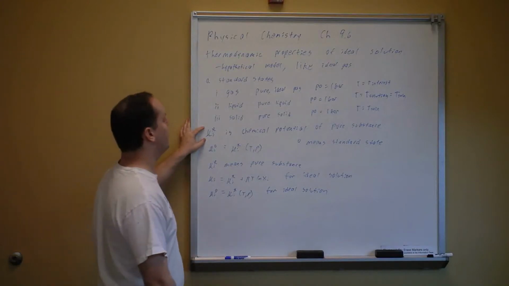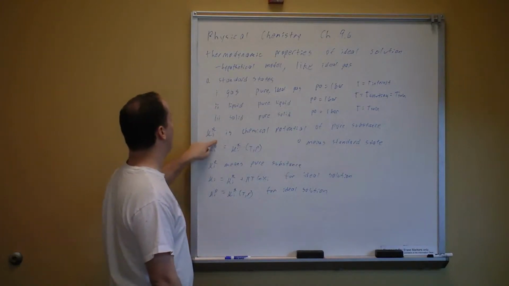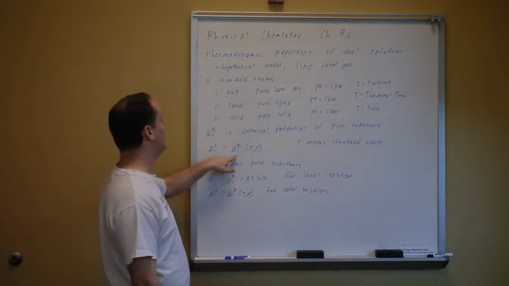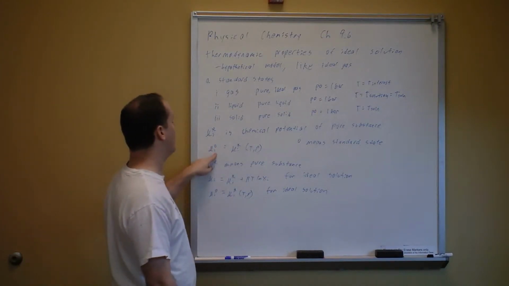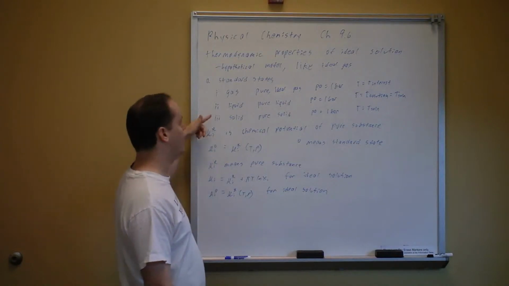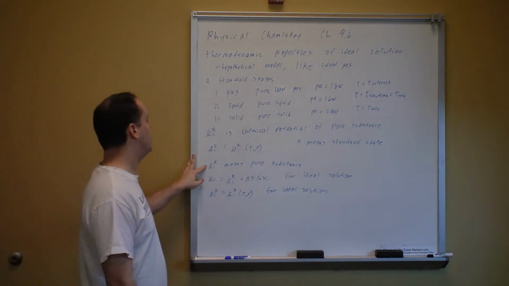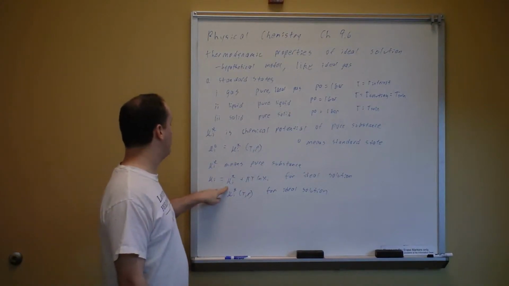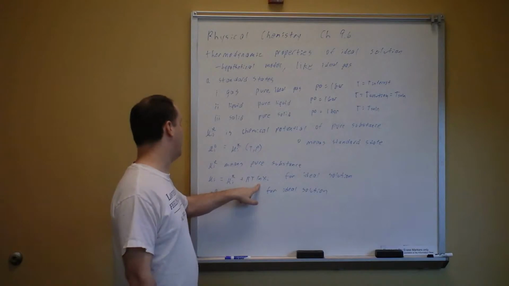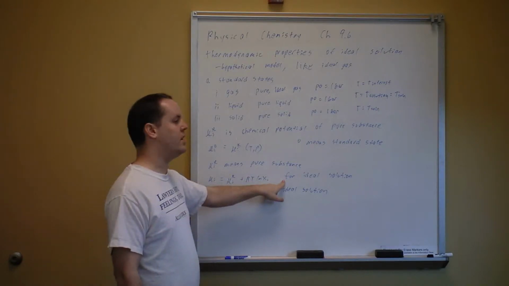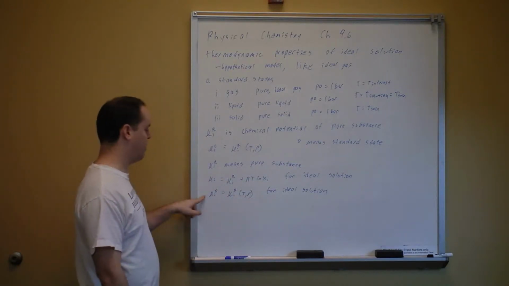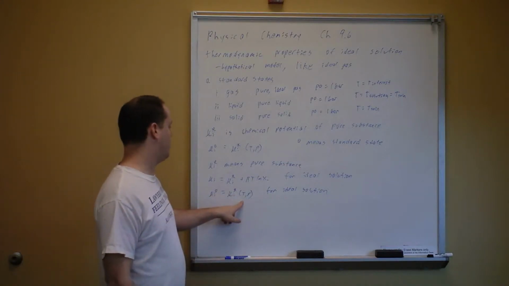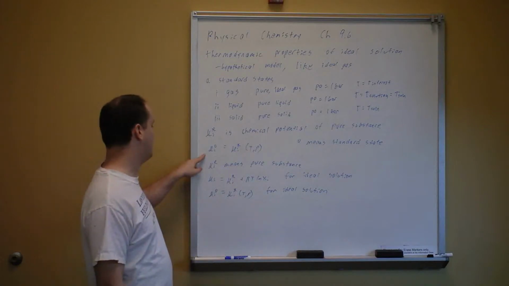Now, mu I star, remember, is the chemical potential of the pure substance I. Star means unmixed. Mu I naught is equal to mu I star at temperature and pressure. Remember, naught means standard state, 1 bar, etc. And again, mu I star means pure substance. Mu I is equal to mu I star plus RT times the natural log of x sub I for an ideal solution. That was our definition we talked about before. Mu I naught is equal to mu I star at temperature and pressure for an ideal solution. We already mentioned that before.